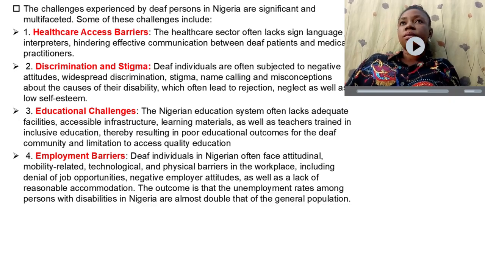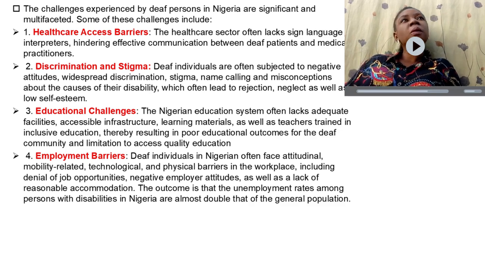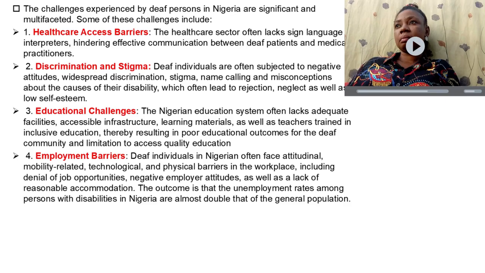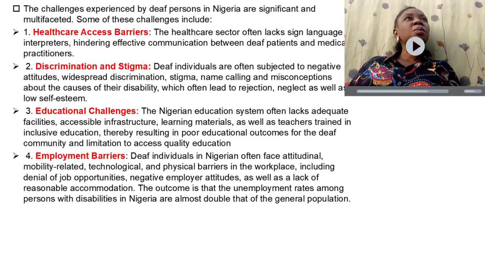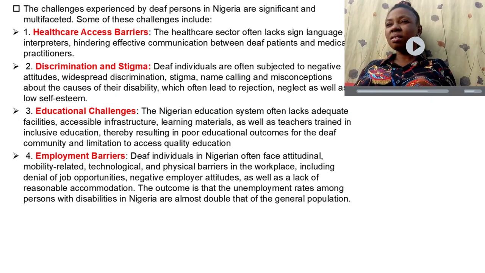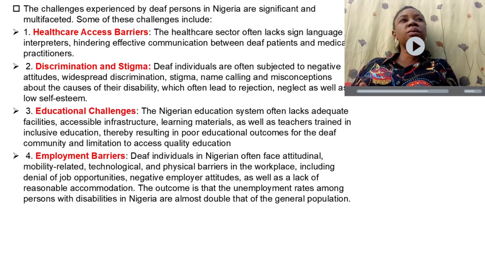So deaf persons also face stigmatization and discrimination. A lot of name calling. In some regions in Nigeria, you hear something like Amudi, you hear something like Bebebe, you hear something like Kuruma. They call them a lot of names.